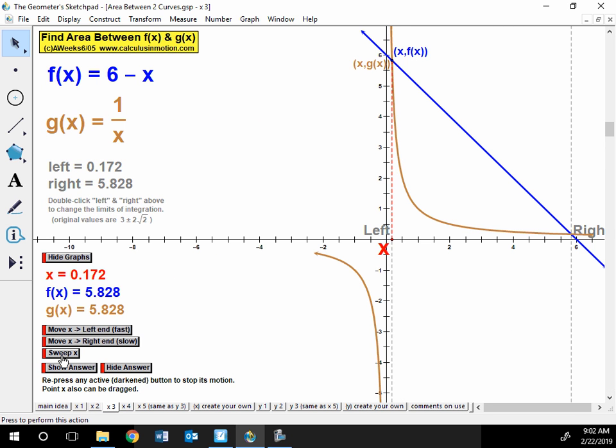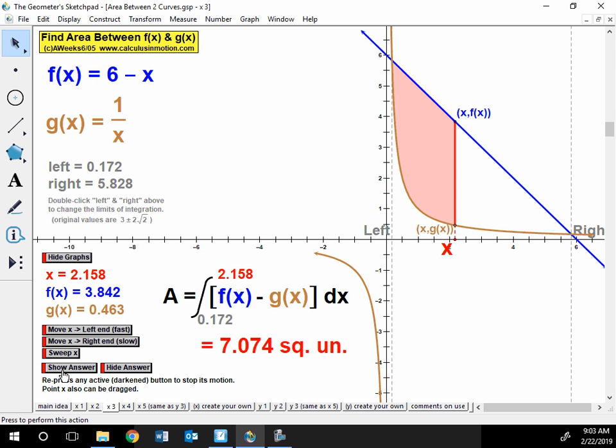Do I want this one? This one isn't very exciting. Okay, I thought there was a more exciting one. Maybe it's one of these ones down here.